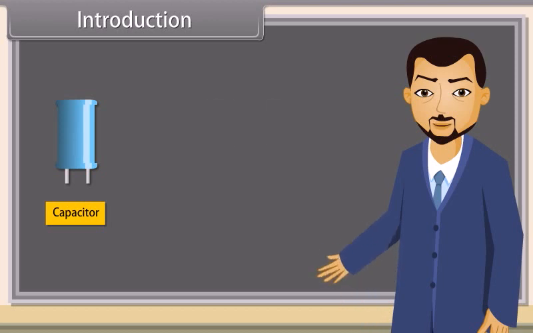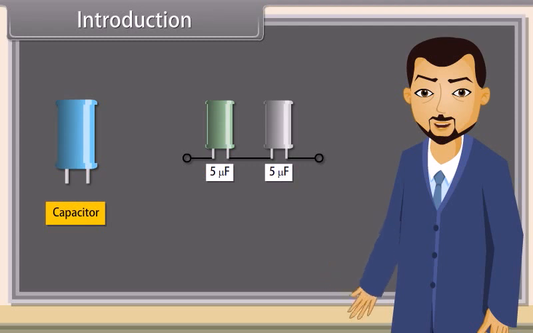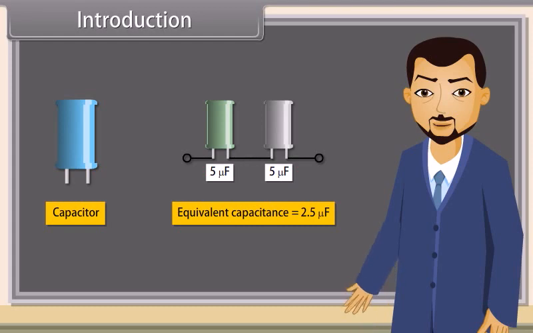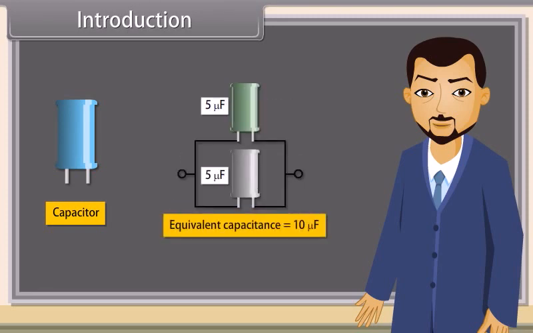Now, I am taking two capacitors of 5 microfarad and making combinations from these. The equivalent capacitance value in this case is 2.5 microfarad. The equivalent capacitance value in this case is 10 microfarad.